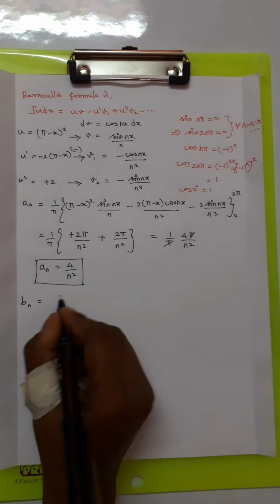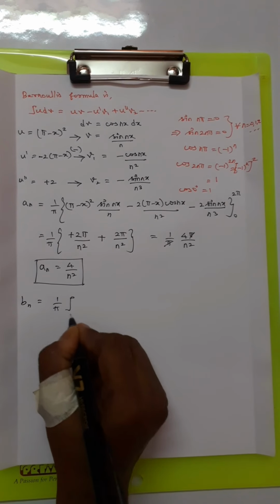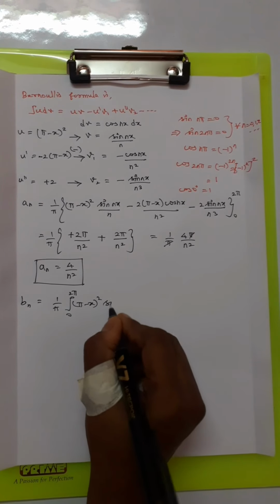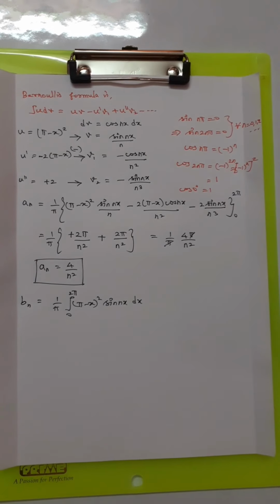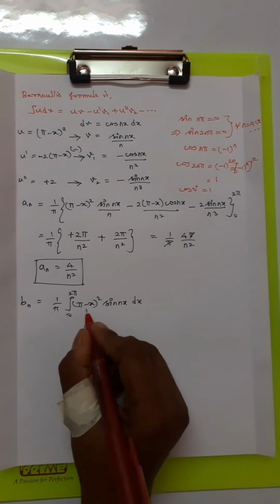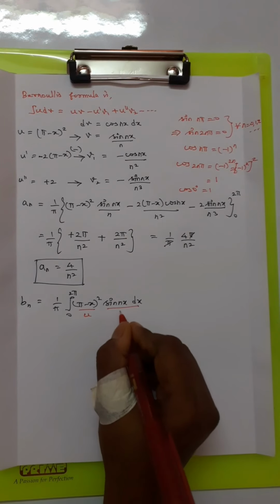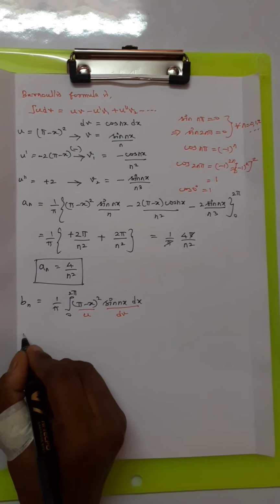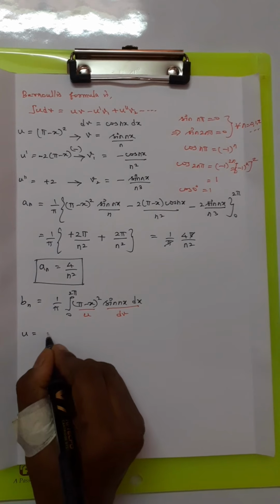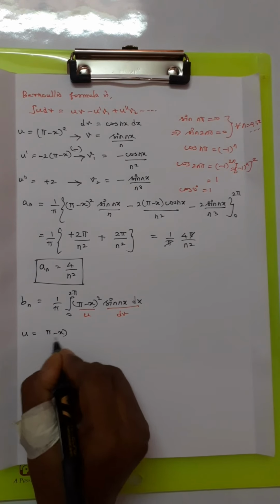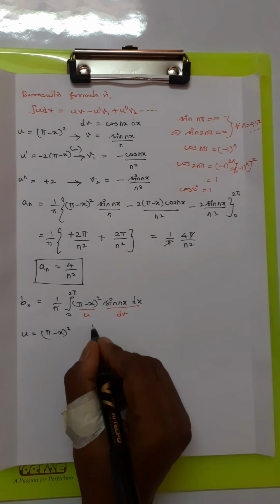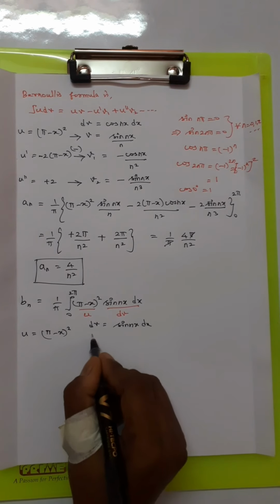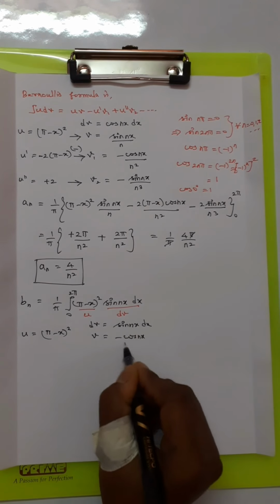Bn is equal to 1 by pi integral 0 to 2 pi f of x, which is pi minus x the whole square, sine nx dx. Right? And always algebraic term is u, rest of the term dv, applying the same Bernoulli's formula. So u is equal to pi minus x the whole square, right? dv is equal to sine nx dx. v is equal to minus cos nx by n.